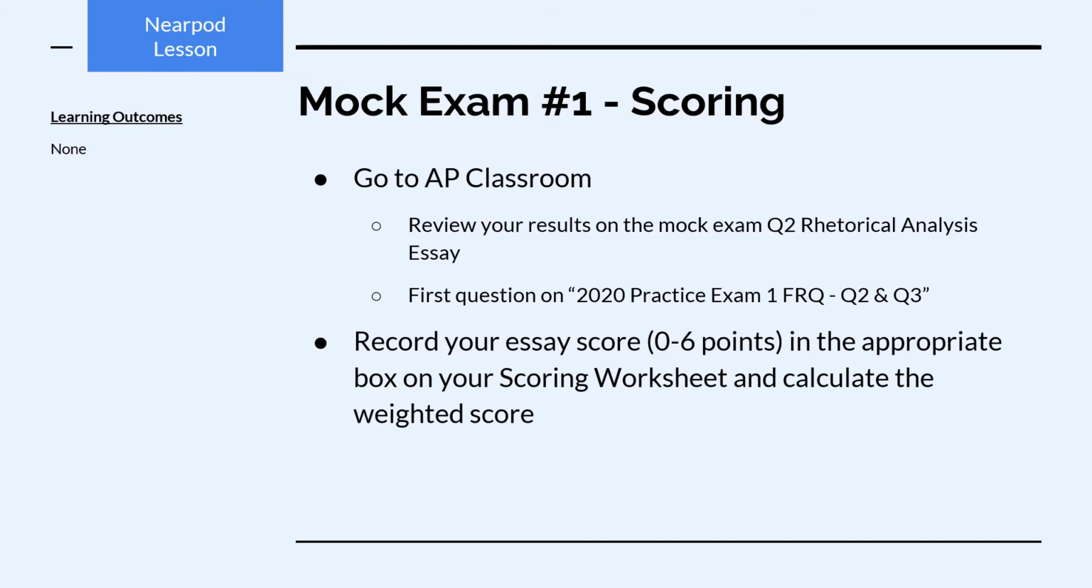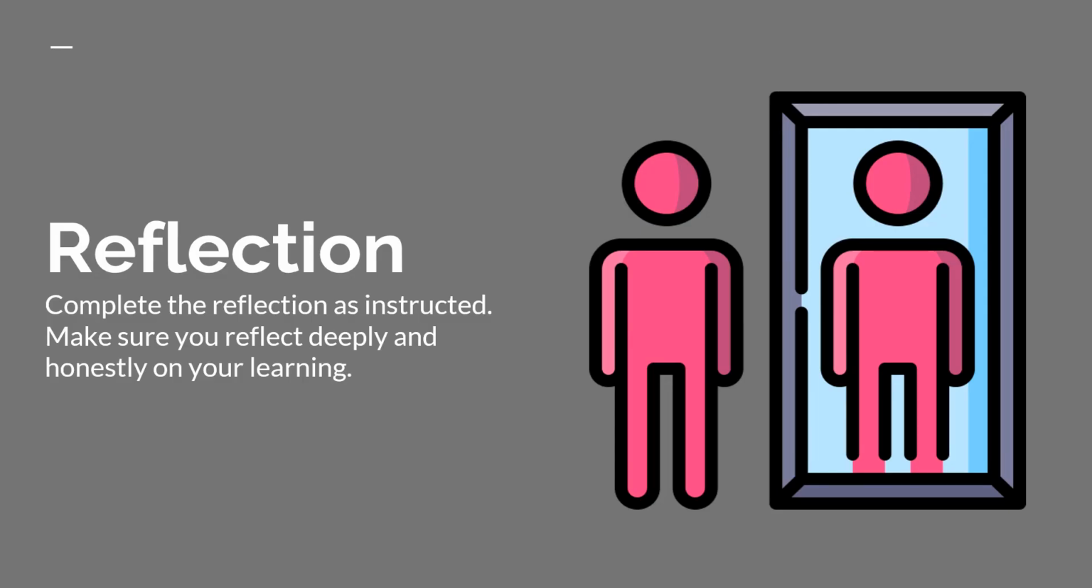Once you've tracked down your essay, go and record your essay score in the appropriate box in your scoring worksheet and calculate that weighted score. Very good. Once you've entered the appropriate information on your scoring worksheet, go ahead and complete the next reflection. Make sure that you continue to reflect deeply and honestly on your learning. And when you're finished with the reflection activity, make sure you unpause the video to continue the lesson.